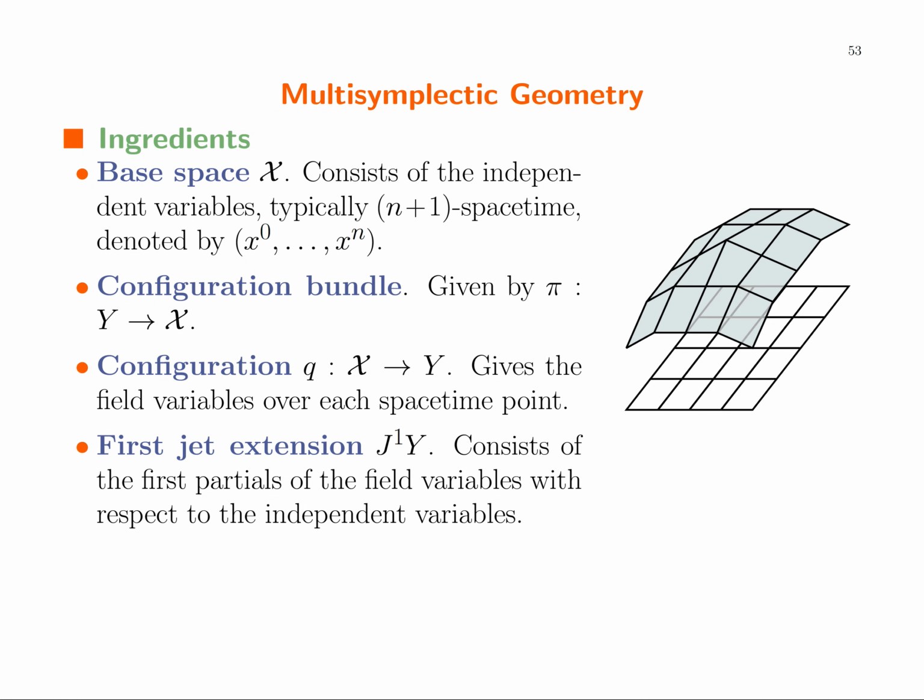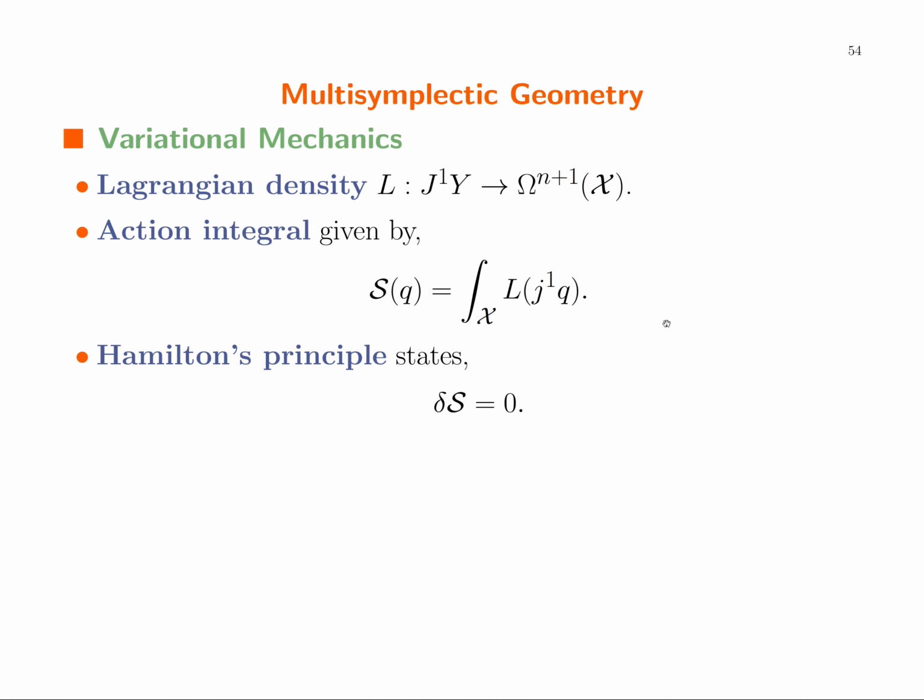All right, so that's an example of a section, and this surface on top of space-time is basically telling you what the field values are at every point in space and time. And then you can consider what is called the first jet extension, which is basically the partial derivatives of the field values in both the space and time directions. So if you have that kind of setting, you can introduce what is called a Lagrangian density, which is a map from the first jet bundle to an n+1 differential form.